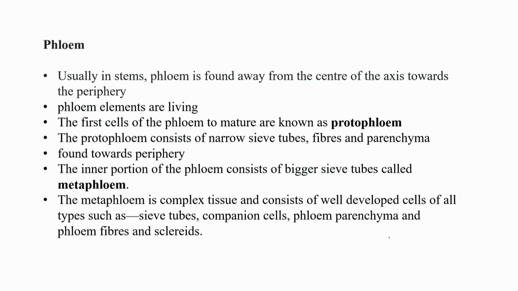Now, coming to phloem. In the stem, phloem is found away from the center of the axis, towards the periphery. When xylem is present, suppose this is the vascular bundle, phloem will always be on the outer side and xylem will be on the inner side. So, phloem is found away from the center towards the periphery.